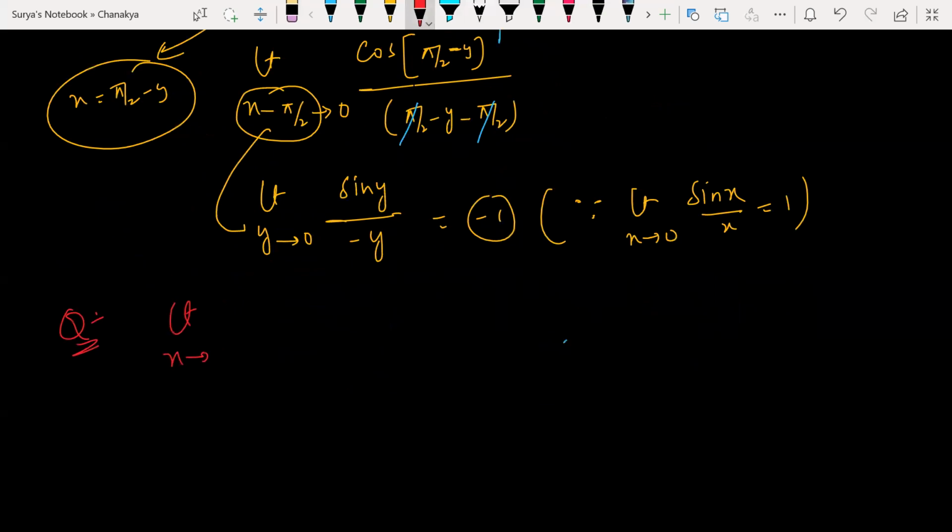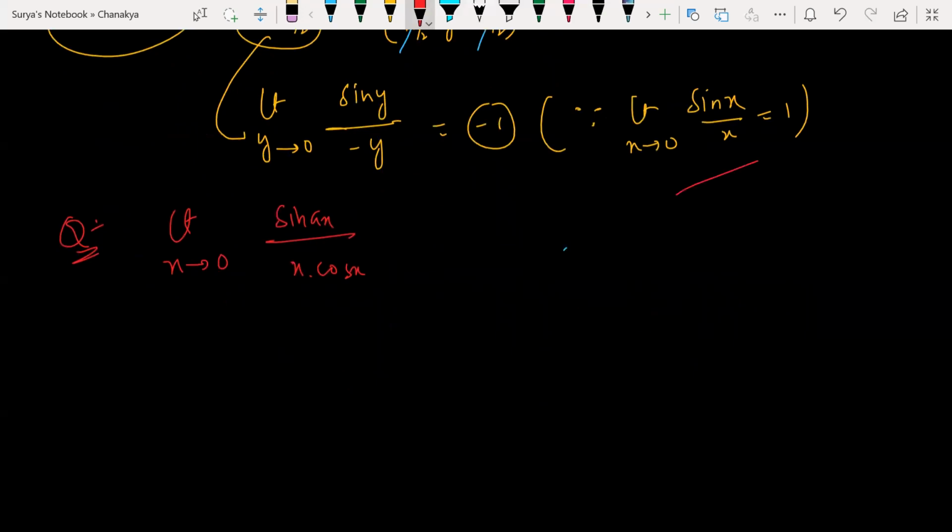Next, limit x tending towards 0 of sin ax divided by x cos x. How can I solve this? See, we know the formula, this formula, right?